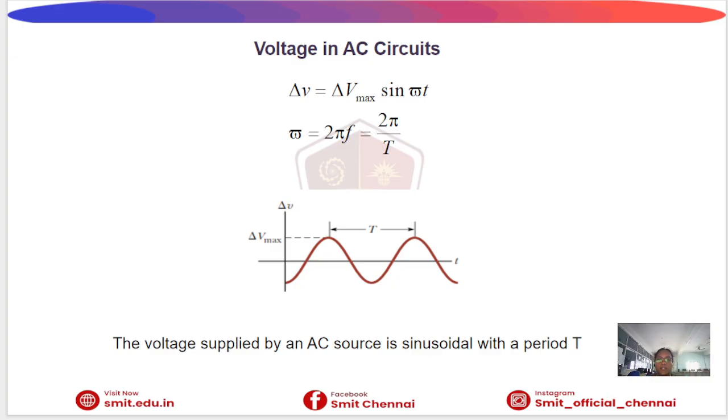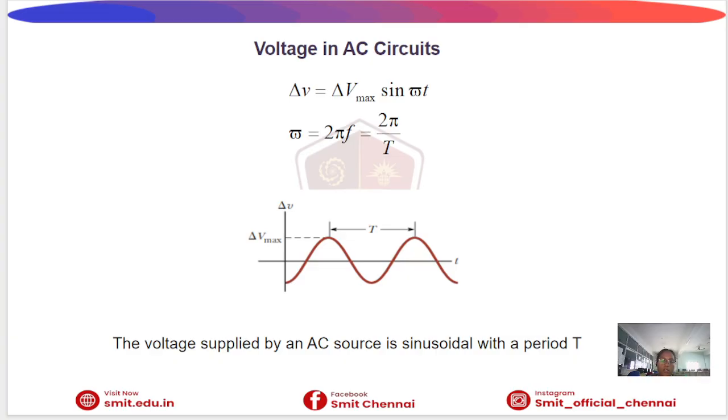Voltage in AC circuits. In AC circuits, the voltage supplied by the source is generally sinusoidal in nature. Its sinusoidal waveform repeats itself after a certain time interval called the time period T. This periodic variation of voltage causes the current in the circuit to also vary with time. So ΔV is equal to ΔV max sin ωt.